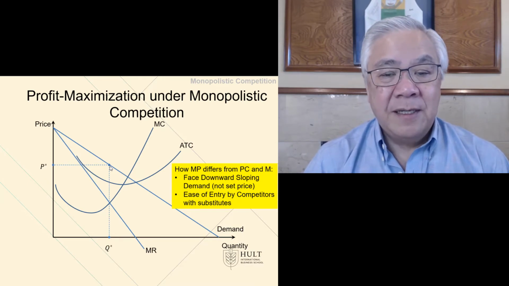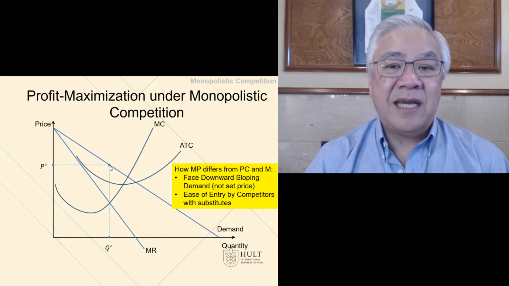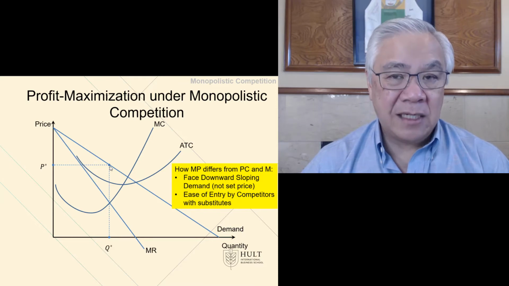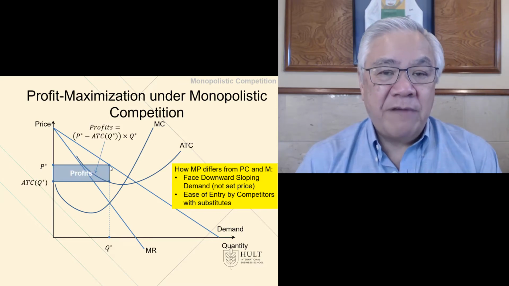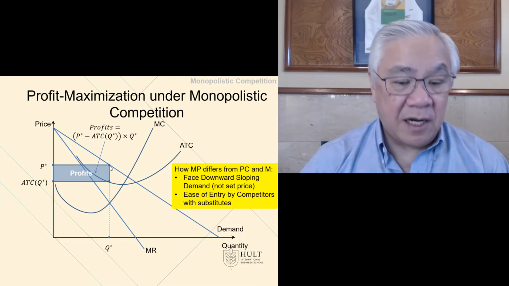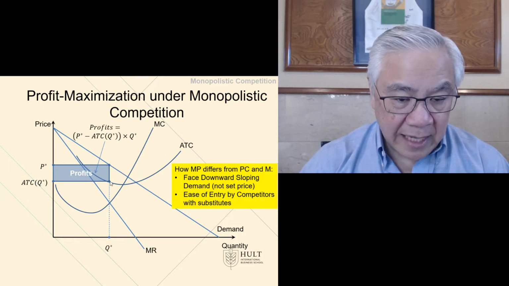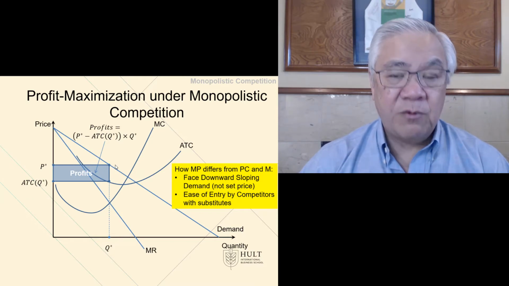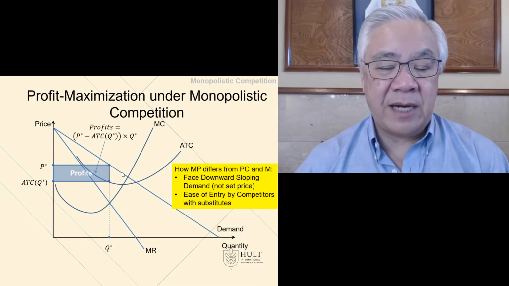Here's the difference. Because it's not a monopoly, there are others that see this and they could react. There could be entry by competitors and close substitutes. The profit under this scenario is price minus average total cost. Here's the average total cost at this point. Price gets to this point. So this box here represents profit. Very similar again to monopolies.